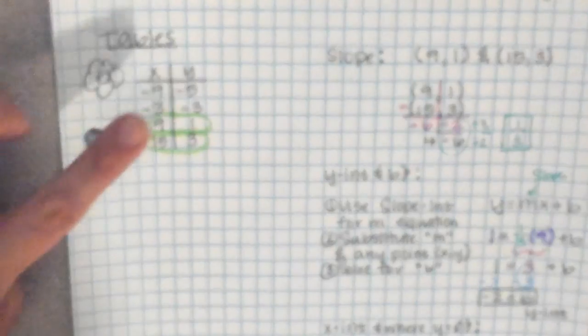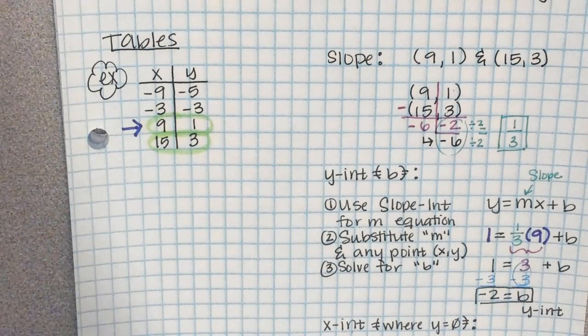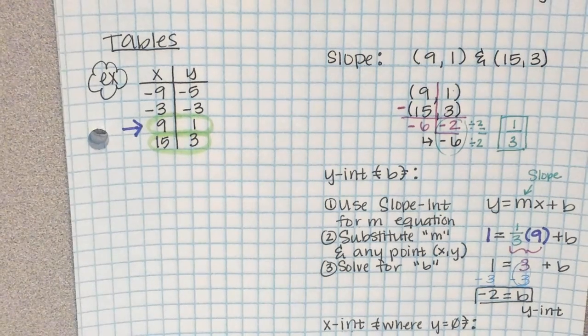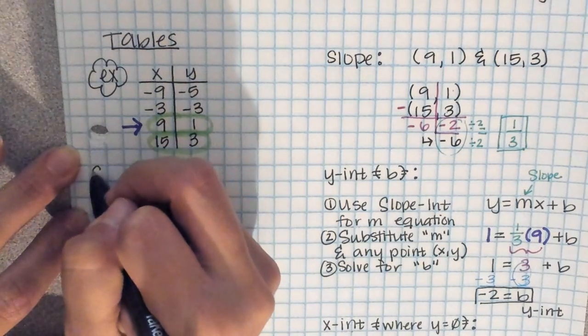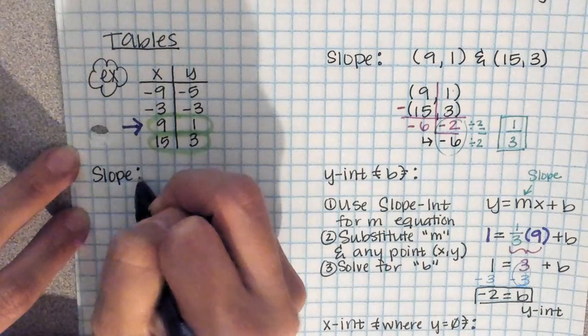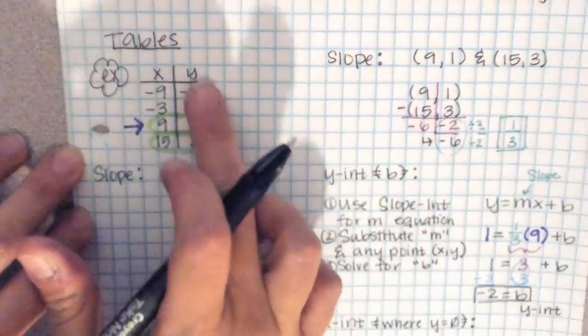I'm going to come back up here to my table, and we're going to look at it and look for a pattern so that we can easily try to figure out my slope, my y-intercept, and my x-intercept using a pattern. All right, so pattern. We're going to start by looking at slope. Again, I'm going to do all three by looking for a pattern in my table.